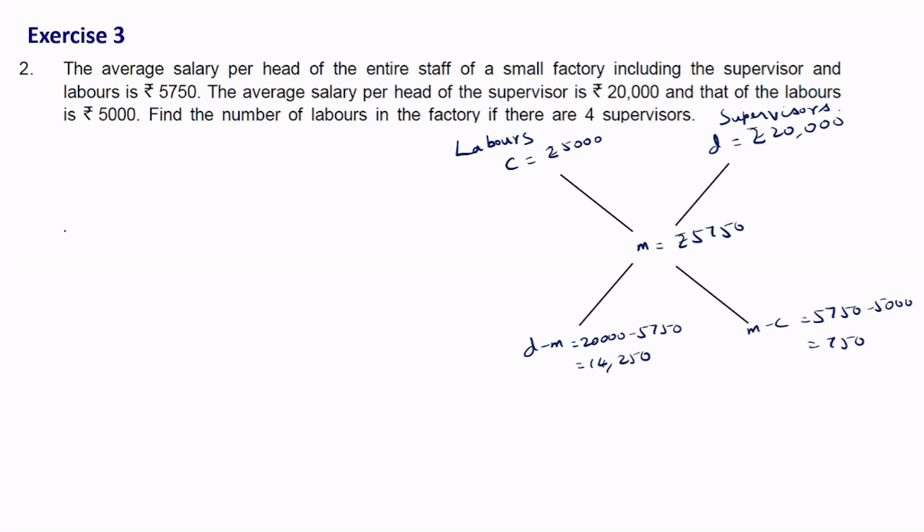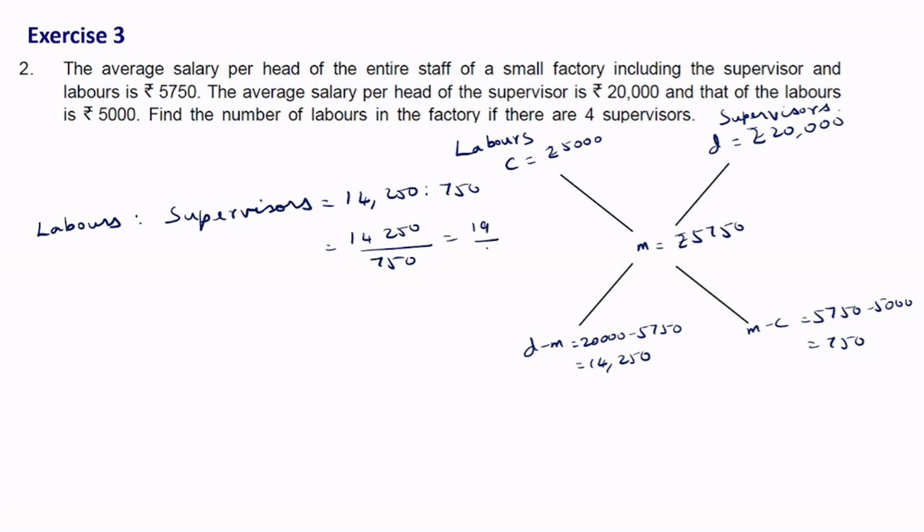So the ratio of laborers to supervisors is 14,250 is to 750. Or this is 14,250 upon 750. This is 19 by 1. So the ratio of laborers to supervisors is 19 is to 1. So for every 19 laborers, there is one supervisor.